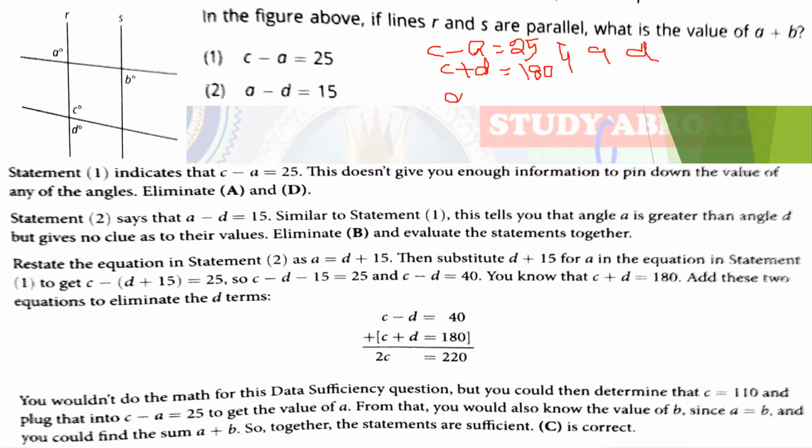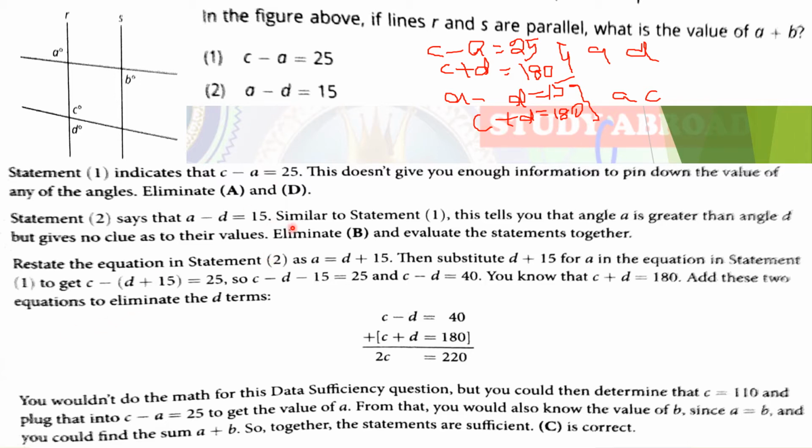Second statement, A minus D is equal to 15 and C plus D is equal to 180 degrees. So here D we can find out, but A and C are unknown from the second statement. Two unknowns are there. It is not possible to determine.